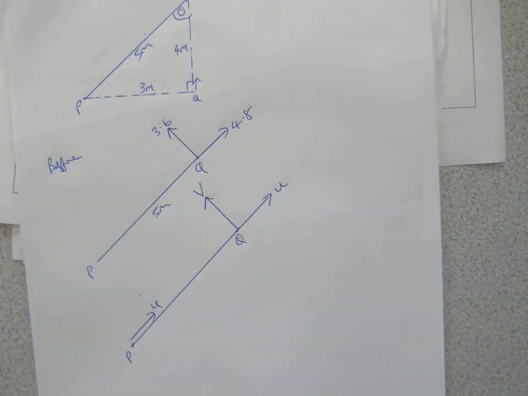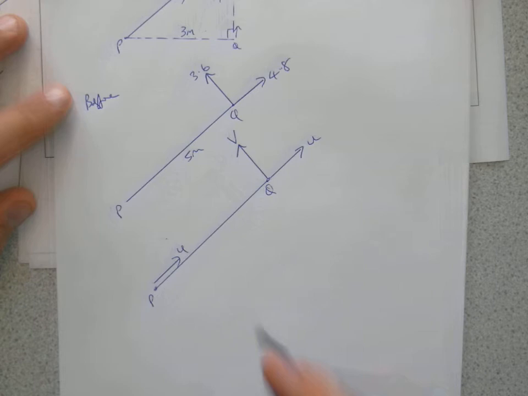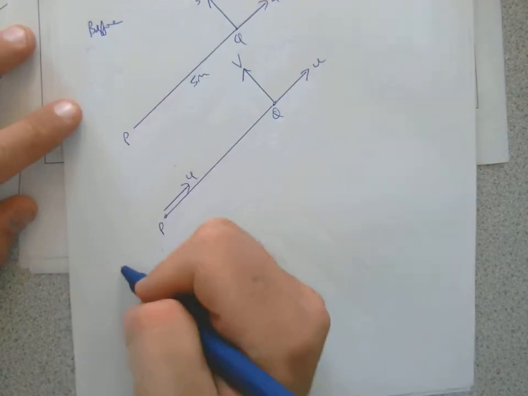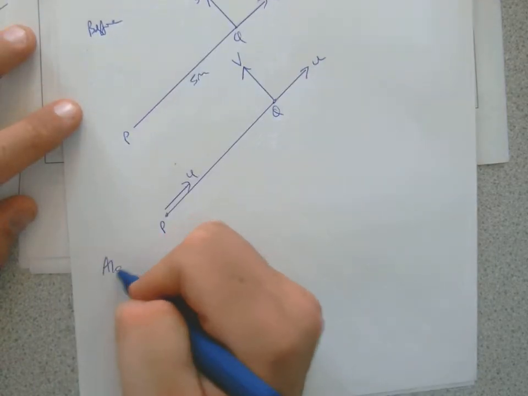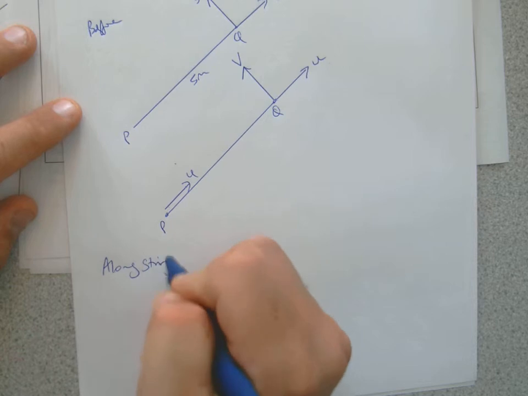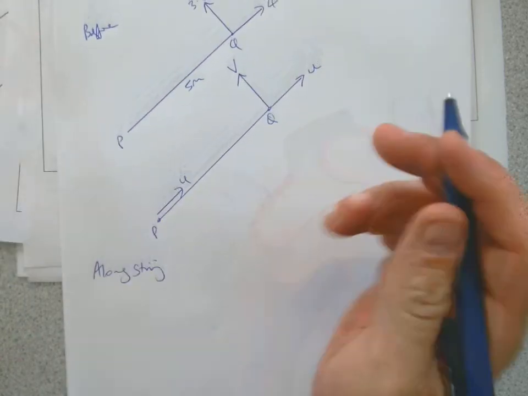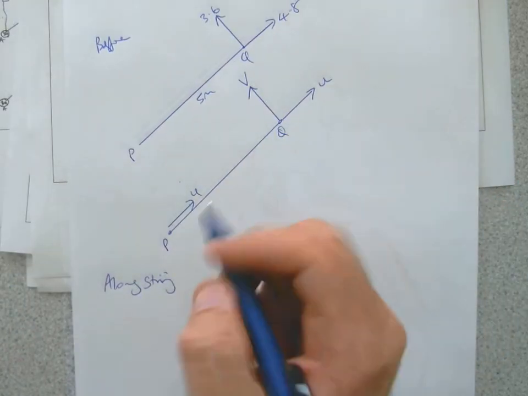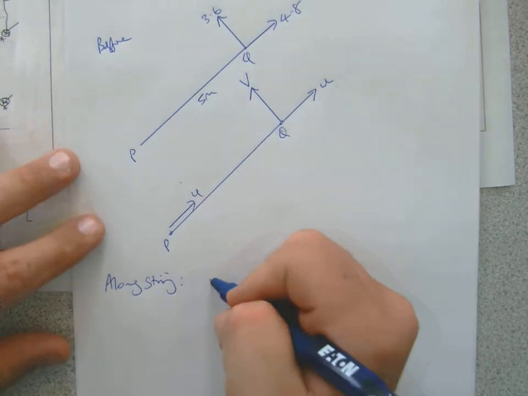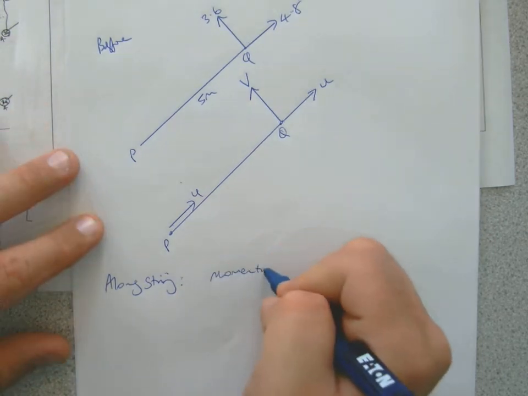Okay, so what we do now, we resolve, right? We go along the string, perpendicular to the string, right? So along the string. Okay, of course we know now we're not given the impulse in this question, right? But we can say, look, momentum before equals momentum after.